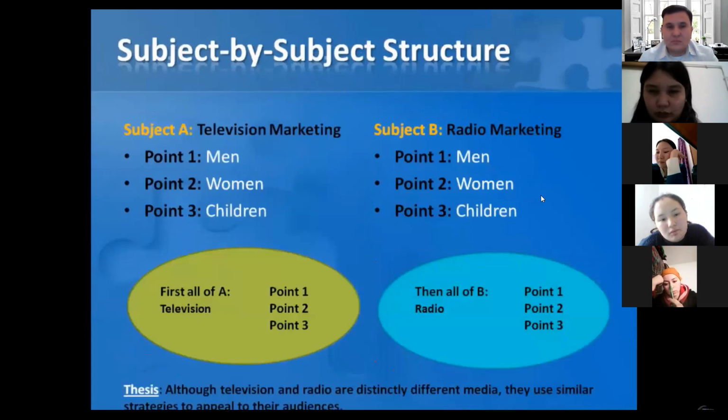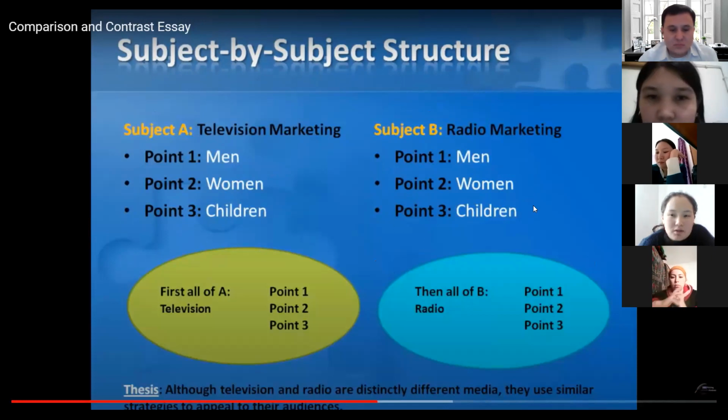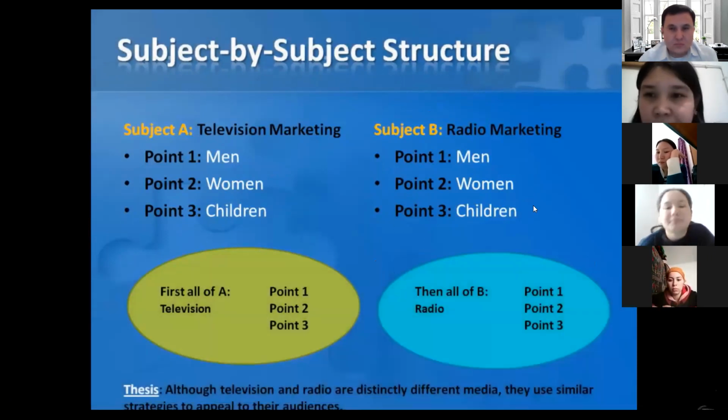Here's a subject by subject structure. So let's say for subject A, you're talking about television marketing, subject B, radio marketing, because you have to have two different objects in a comparison and contrast essay. So point 1, men, women, children under subject A. Same thing under subject B: men, women, and children. This is your basis of comparison and or contrast.